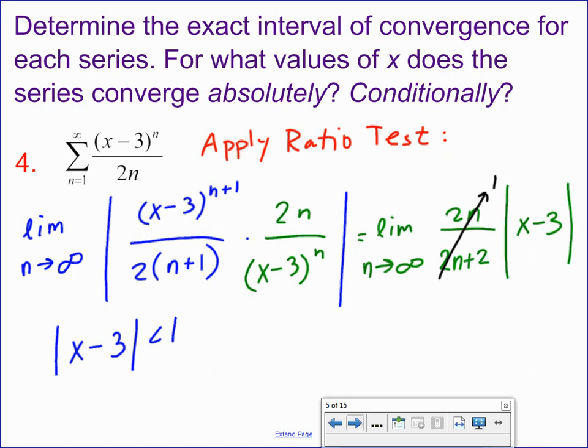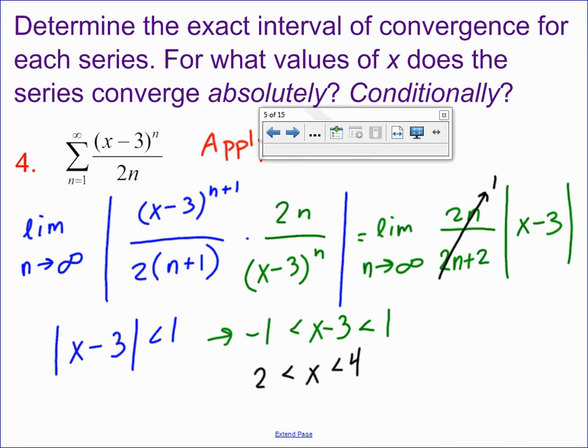Absolutely. We know that negative 1 is less than x minus 3 is less than 1. Adding 3 to all three columns gives us 2 is less than x is less than 4. So on this interval, strictly 2 to 4, we have absolute convergence. How do I know that's absolute convergence? Because we did the absolute value of the ratio test. So these are the values that we got out for absolute convergence.